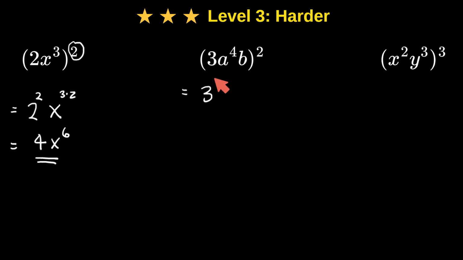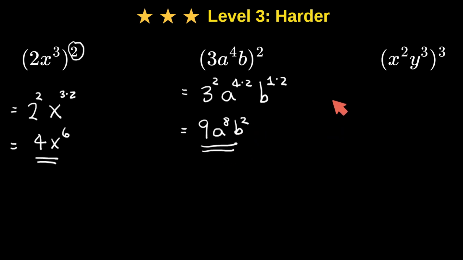Now be careful. The 2 needs to be shared with the coefficient 3 and we need to multiply 4 times 2. And remember, the b is raised to 1, not to 0. So 3 raised to the second power will be 9. 4 times 2, that will be 8. And b, 1 times 2, that will be 2. I hope you got this answer. Now let's look at the next problem.